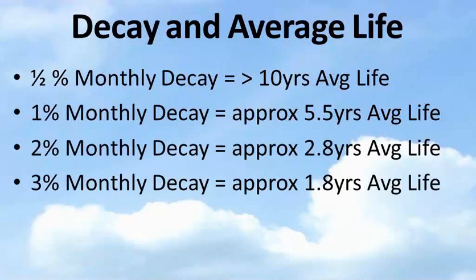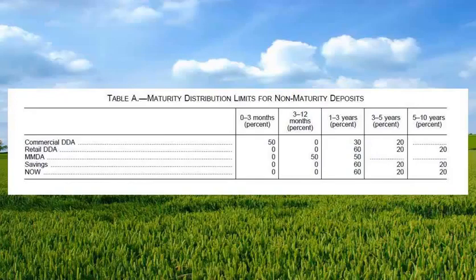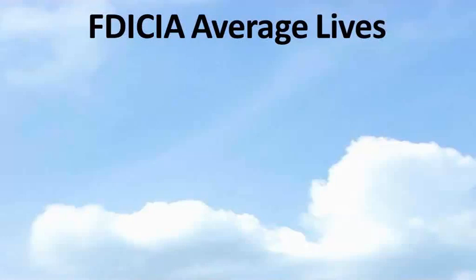Right? So what does this tell us? Well, it really tells us that seemingly small differences in your quoted monthly decay rate can make a huge difference in the average life of your non-maturity deposit account profile. All right? Remember when we looked at these maturity distributions for non-maturity deposits, the regulatory safe harbors? Well, let's look at what average lives these imply.